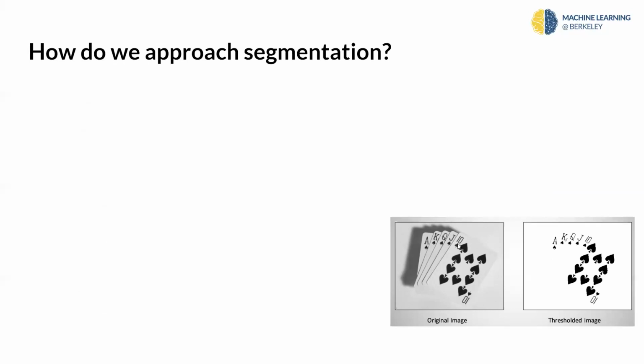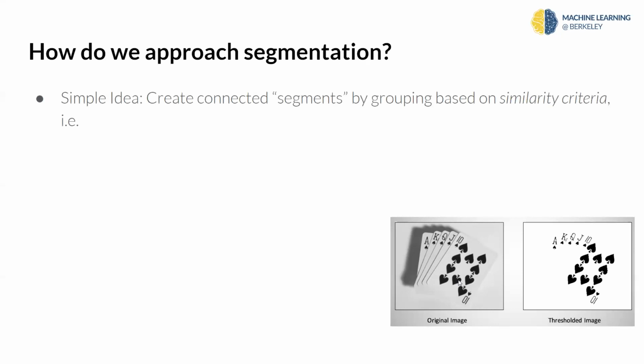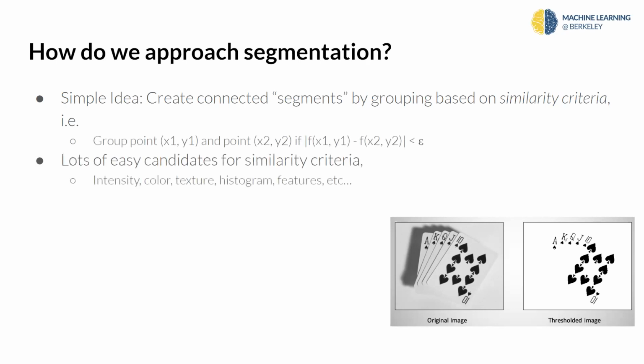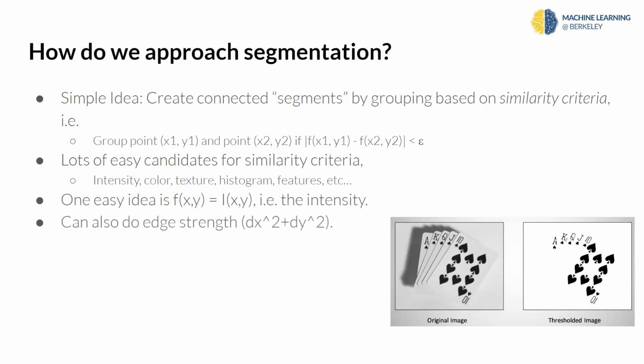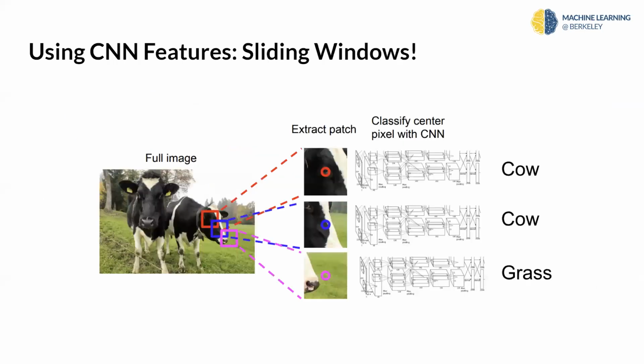So for example, let's say we have this image of some playing cards. Something that we might do is try to create connected segments by grouping together pixels based on some sort of criteria. So for example, we could look at the intensity of 2 pixels, right? We could look at some color information. We could even run a convolutional kernel over and look at some sort of texture information, right? There's lots of different ways that we can group these. We could write different algorithms to group these things together. Yeah, there's lots of examples here.